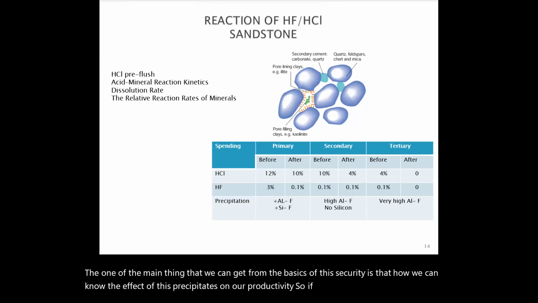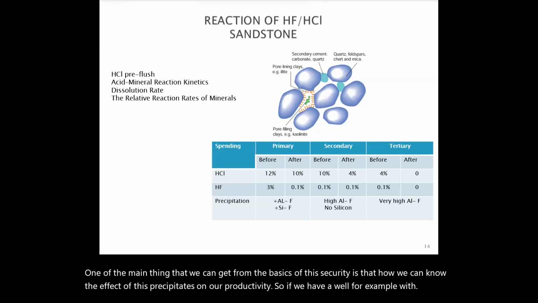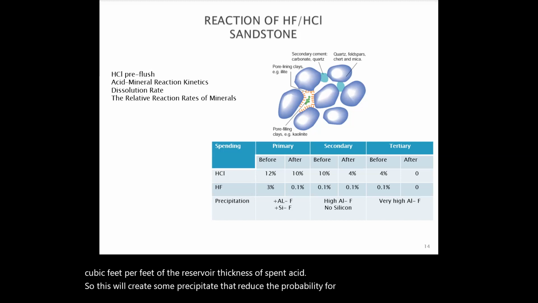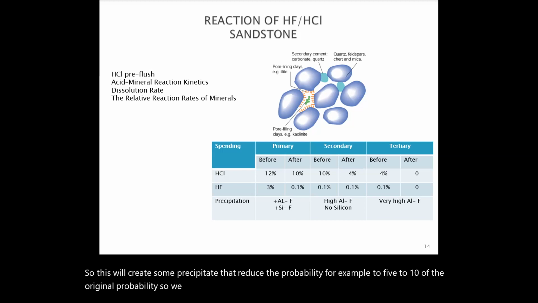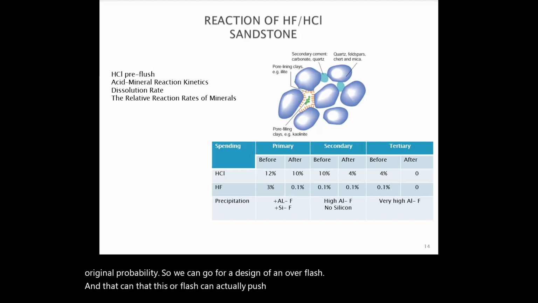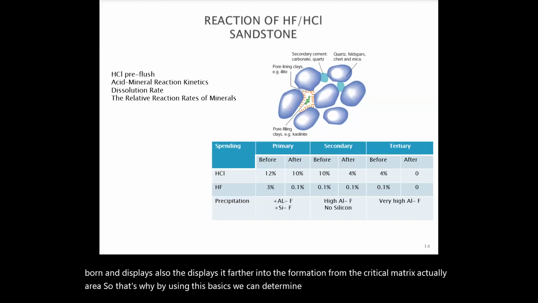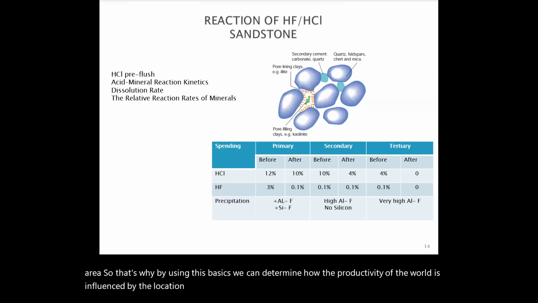So if we have a well, for example, with a drainage radius, and we remove the damage, and then we are left with about 1 cubic foot per foot of reservoir thickness of spent acid. This will create some precipitate that reduces the permeability, for example, to 5 to 10% of the original permeability. So we can go for a design of an overflush, and this overflush can push these precipitates far away from the wellbore and displace them farther into the formation, away from the critical matrix area. So by using these basics, we can determine how the productivity of the well is influenced by the location of the zone of these precipitates.